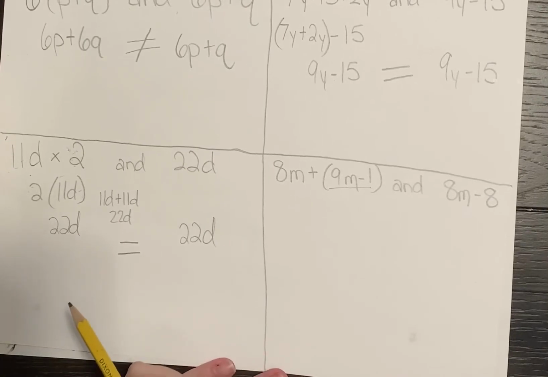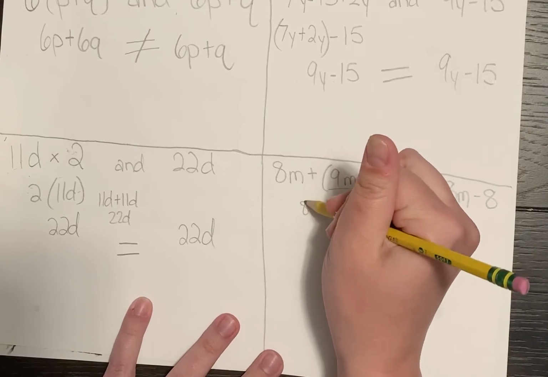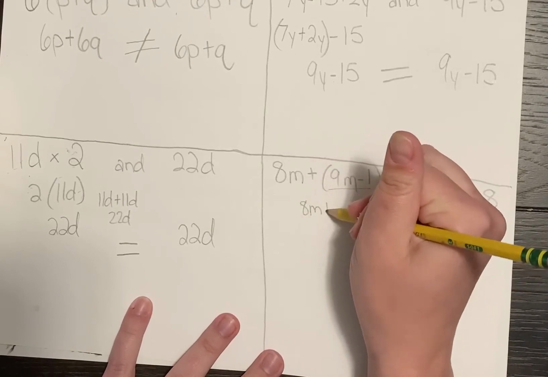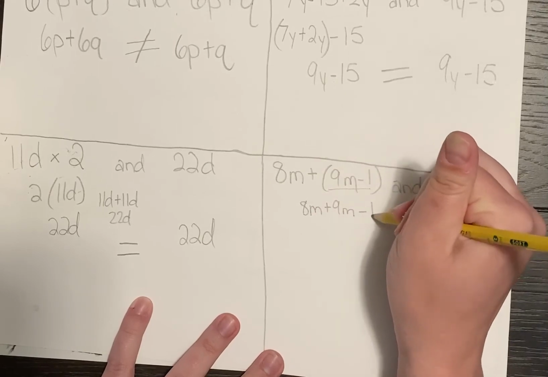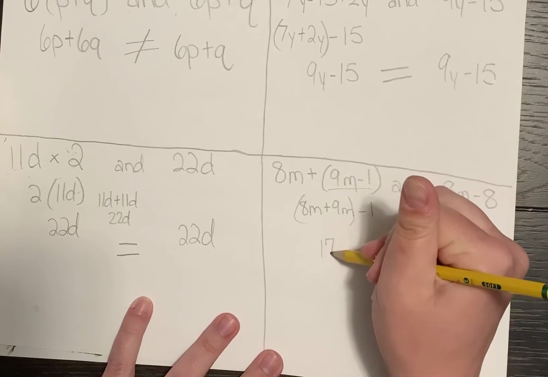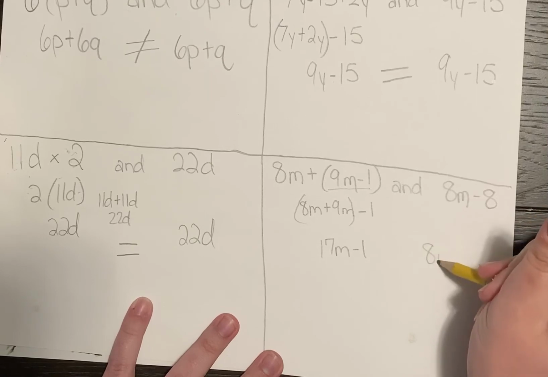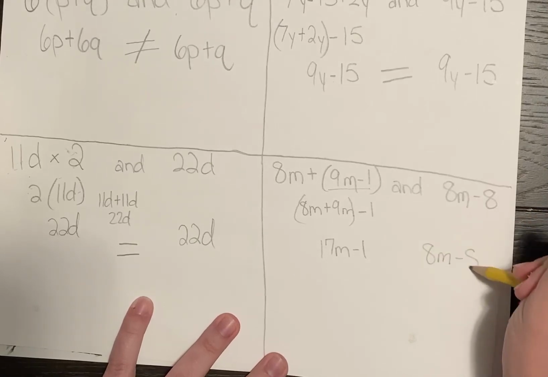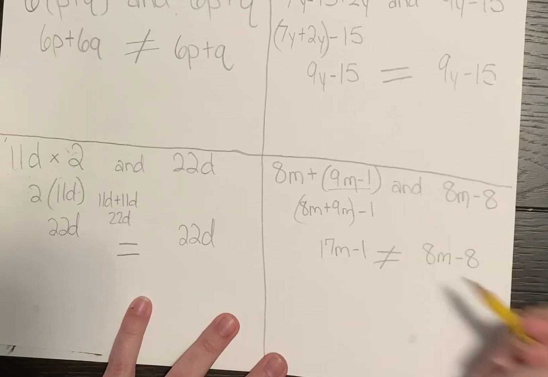I could say combine and rework them here. So I could say maybe like associative. I could say 8m plus 9m minus 1, 17m minus 1. That would not be equal. So it is not equivalent.